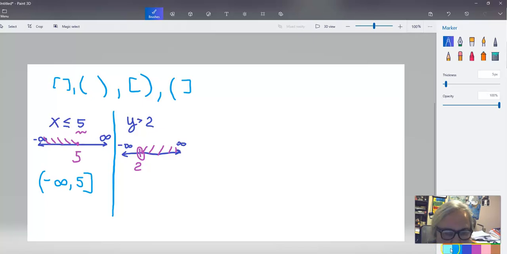When we start writing the interval corresponding to this graph, we start with the symbol on the left, which is 2. And since y is greater, not equal, we use parentheses. On the right-hand side, we have infinity, so we use parentheses a second time.